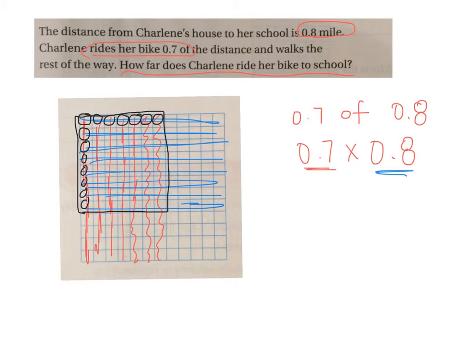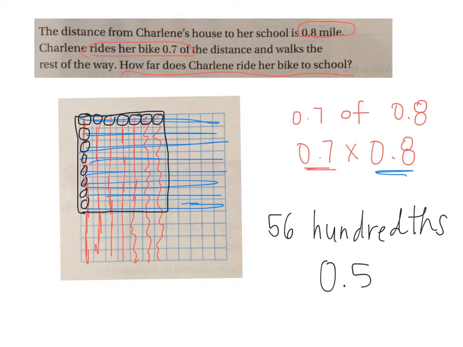And each box represents how much? So if I have 56 boxes and each one is 1/100th, I have 56 hundredths. How can I write 56 hundredths as a decimal? Well, 0.56. So therefore, the answer, 7/10 times 8/10 is 56 hundredths.